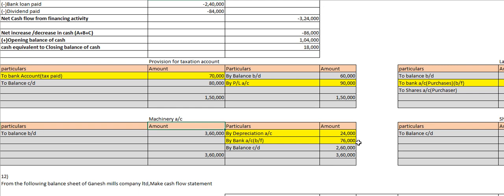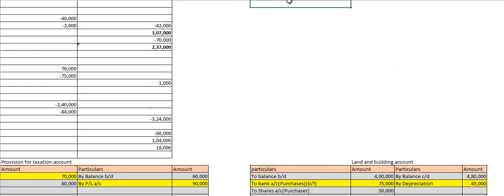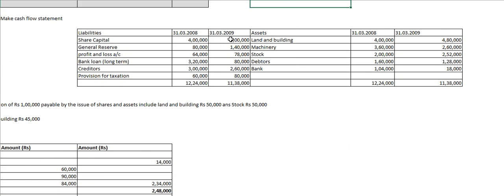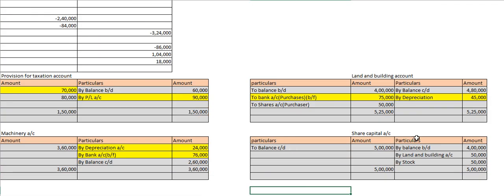Why do we consider this balancing figure as sales? It is by bank, so cash is coming into the business. So only when you sell something, cash will come into the business. So it is sales. So the next one is share capital account. So if you see your opening balance of share capital, it is 4 lakhs and closing balance is 5 lakhs. So by balance brought down, which is a credit balance 4 lakhs, to balance carried down 5 lakhs.